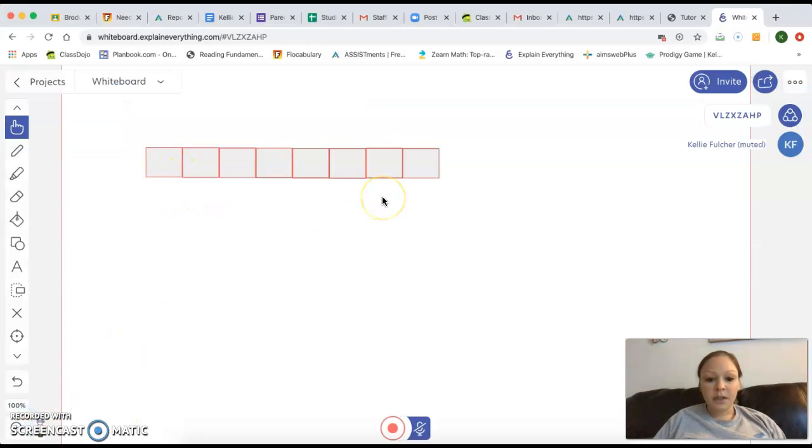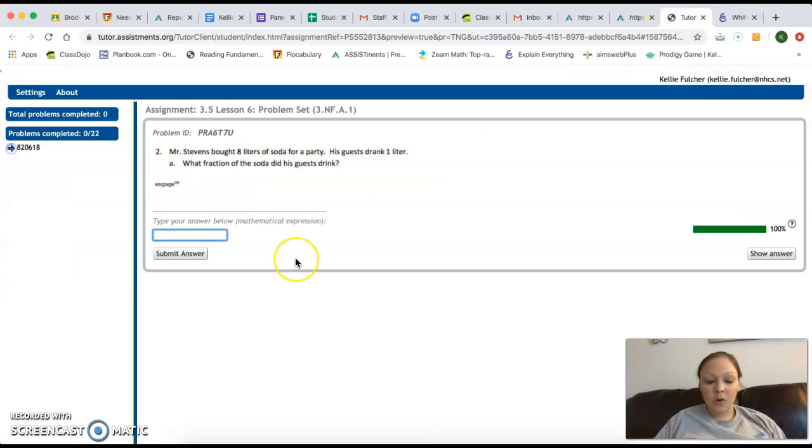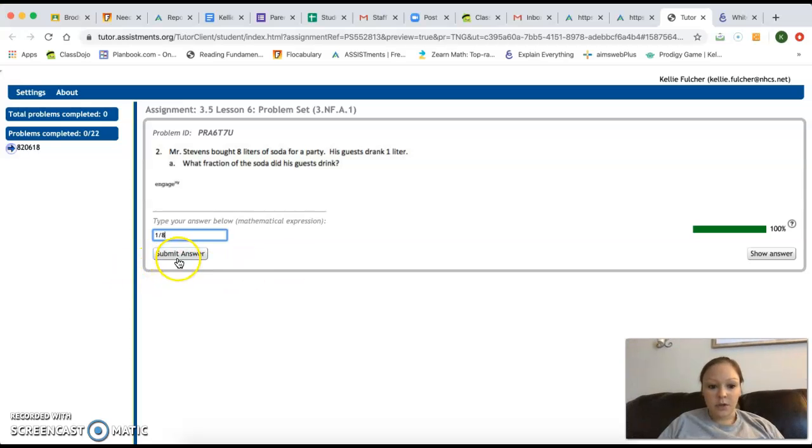So here I've represented a fraction bar model with the 8 liters. 1, 2, 3, 4, 5, 6, 7, 8. The problem says that his guests drank 1 liter, so I am going to mark out this liter. And the question asks me what fraction of the drink his guests drank. So we know they drank 1 out of 8. So it is 1/8 should be your answer.